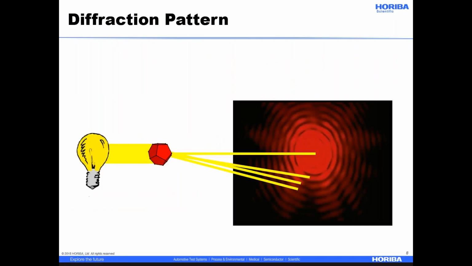What we get is a diffraction pattern. So I show here a cartoonish light bulb, a cartoonish particle, and then you'll see a diffraction pattern. Most of the light's coming through the middle. And then you'll see, in this case, rings with little peaks and valleys. Part of the complexity of that pattern reflects the complicated nature of the particle.